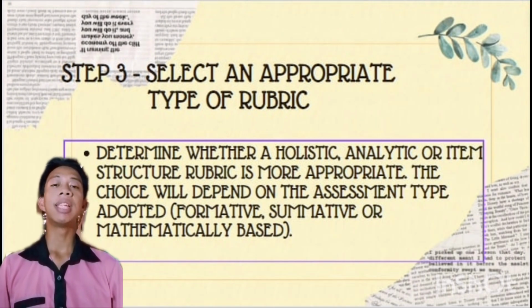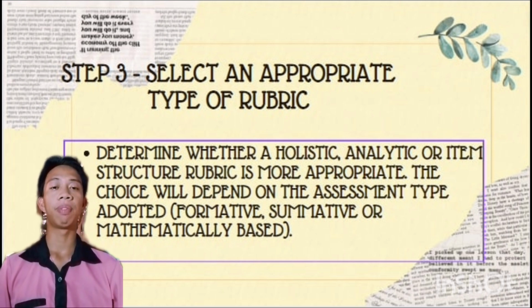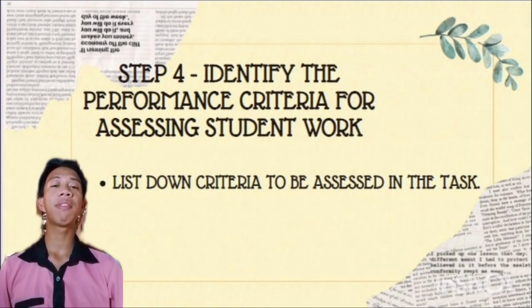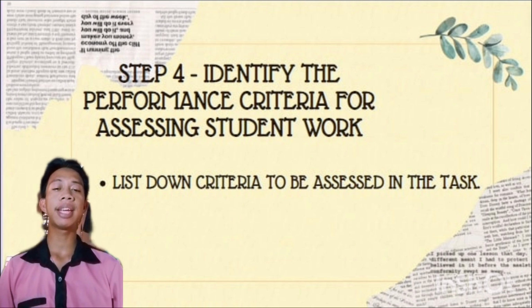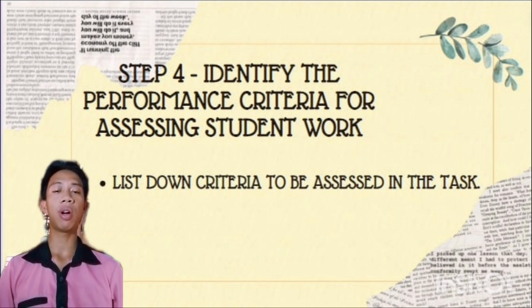Step 3. Select an appropriate type of rubric. Choose the best type of rubric: item, constructor, analytical, and holistic. The decision will be based on the formative, summative, or mathematically based assessment type that is selected. Step 4. Identify the performance criteria for assessing student work. Write down the standard that the task will be judged on.